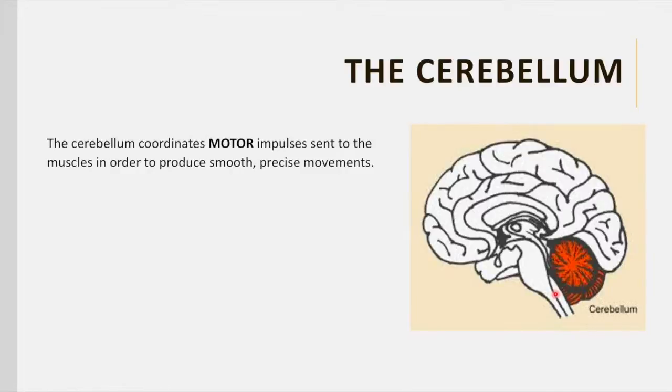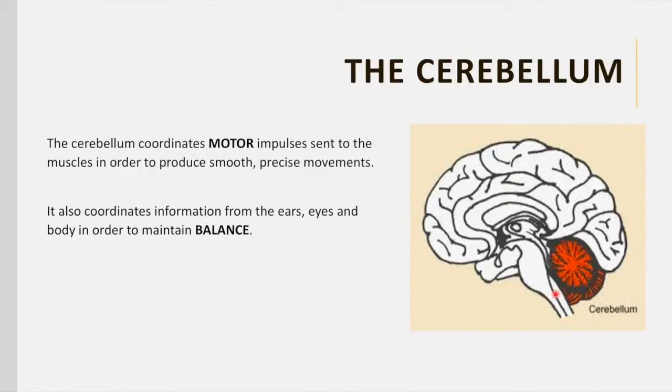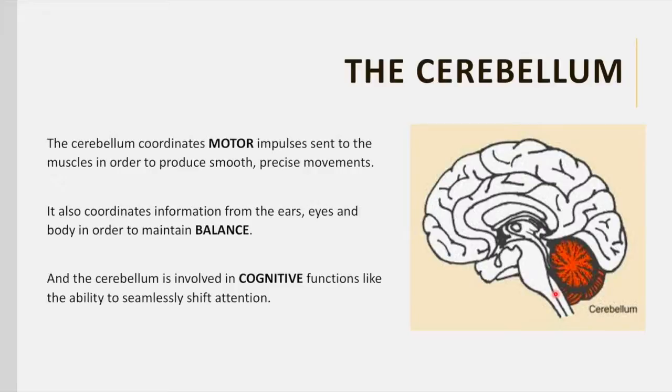So the cerebellum coordinates the motor impulses sent to the muscles in order to produce smooth and precise movements. It also coordinates information from the ears and eyes and the body in order to maintain balance. And of course, that's critical for falls. And the cerebellum is involved in cognitive functions like the ability to seamlessly shift attention from one thing to another.